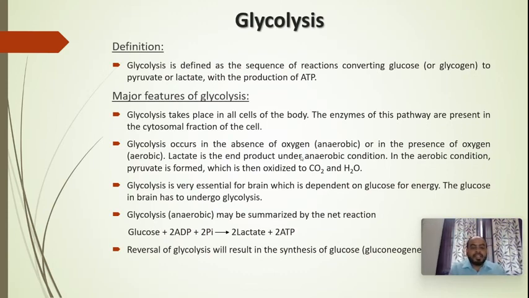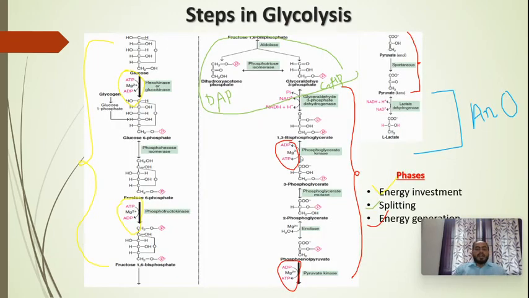And here we can see in anaerobic condition, what happens in glycolysis is that glucose will convert into lactate in the absence of oxygen. And the reversal of glycolysis, we know it very well from our 8th standard, is called gluconeogenesis. Now, this is the entire metabolism which is happening during glycolysis.